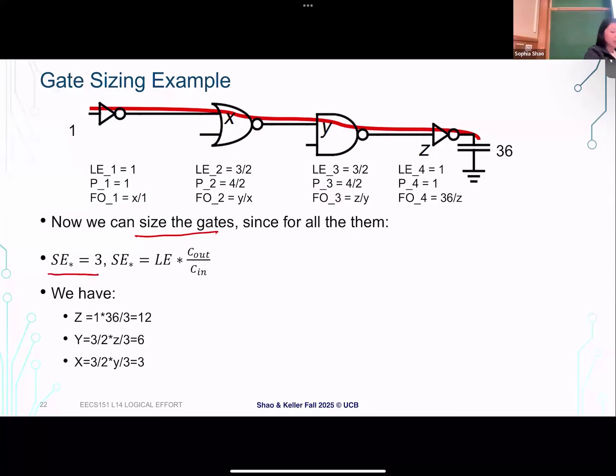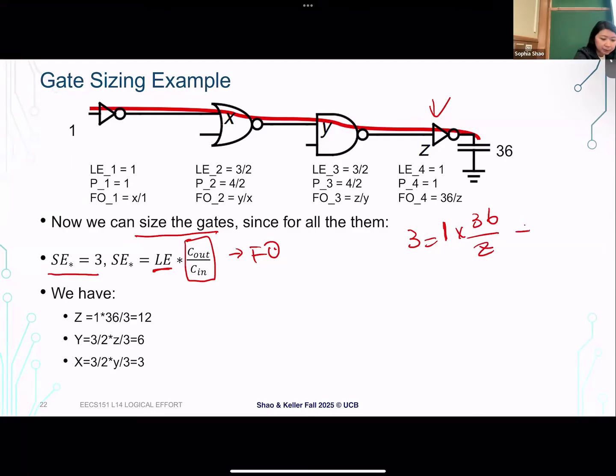And finally, we can actually size the gate now. Because we know the stage effort is 3, and we mentioned earlier, stage effort is basically logical effort times fan out effort, the ratio between the load of my output and my input. Let's do a couple examples here. For this, our stage effort is 3 for my inverter. My logical effort is 1. It is an inverter. My fan out effort is 36 divided by Z. That's my fan out effort, which basically means Z is 12. Make sense?